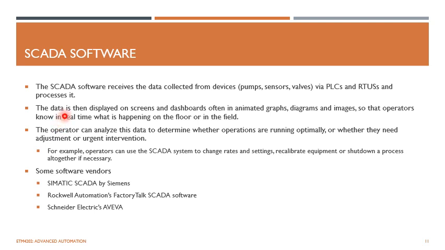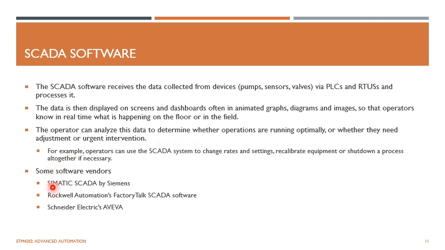Examples: operators can use the SCADA system to change rates or settings, recalibrate equipment, and shut down a process altogether if necessary. So basically, you can monitor and control your devices in a factory using the SCADA software. Not a single machine, but a large number of machineries and controllers you can take a look at from a single platform.